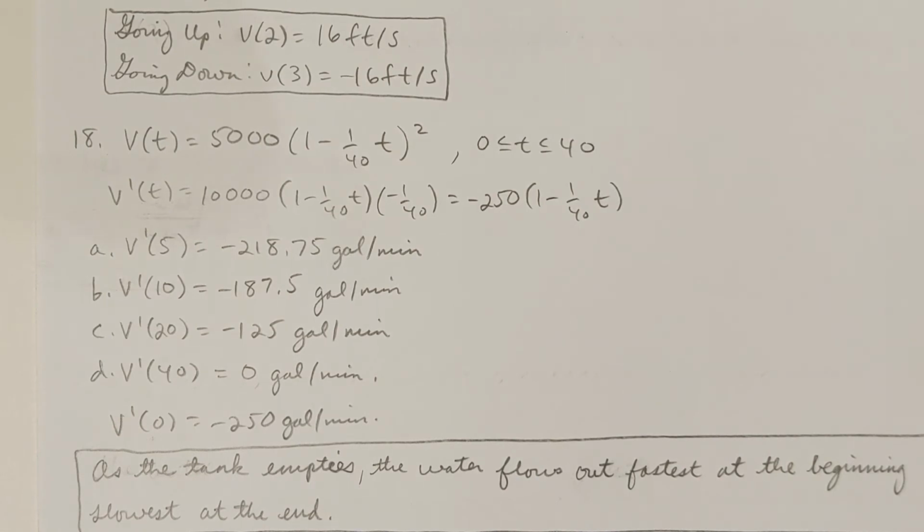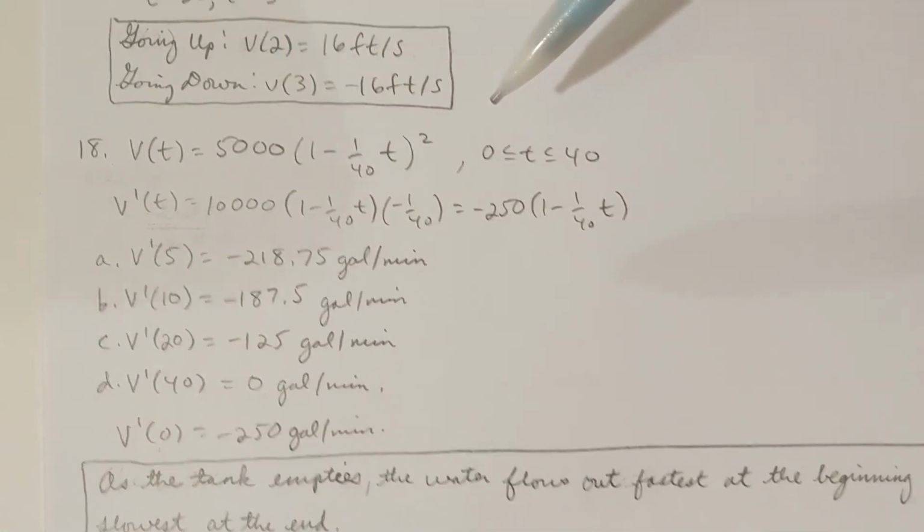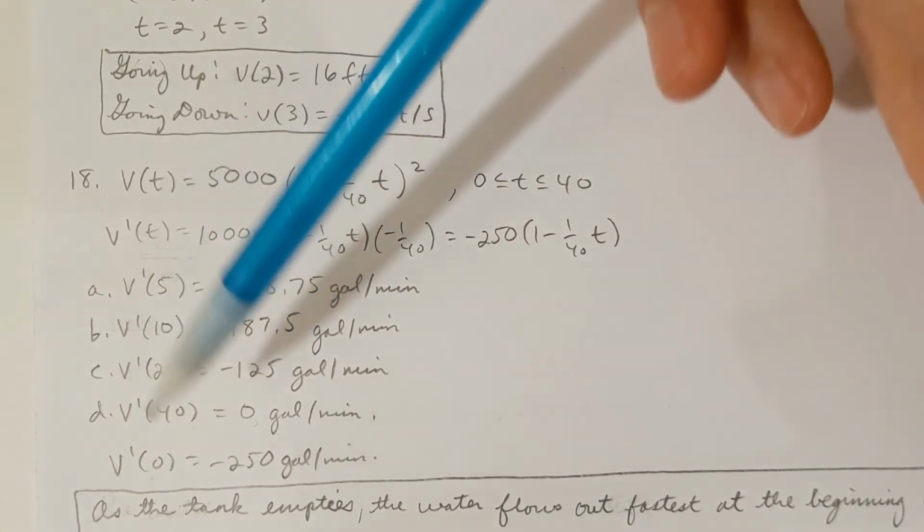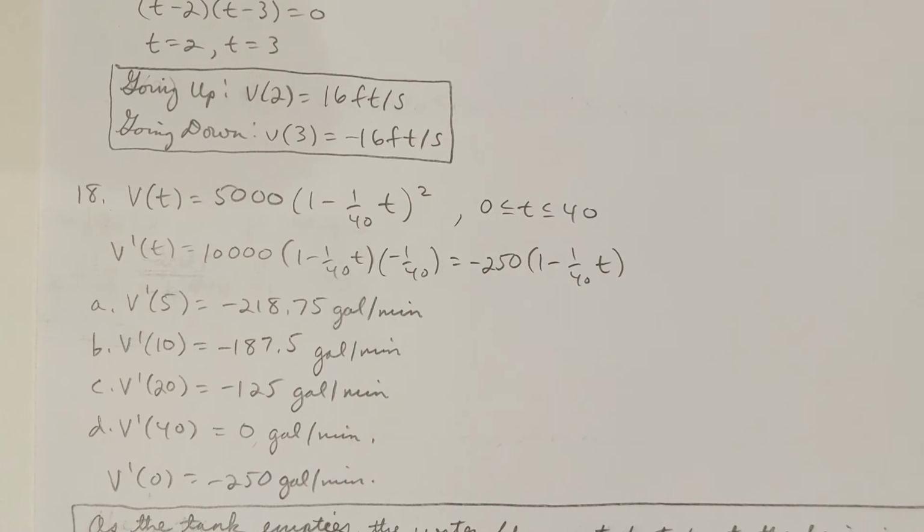Now, as time goes on, there's going to be less water in the tank. Okay, at time 0, you've got 5,000 gallons of water in the tank. Now, the volume is changing over time. Okay, in this 40-minute time span, there's going to be less water in the tank. Because the volume is changing over time, that means that I want to be working with a derivative. Okay, I'm working with a rate of change. So let's calculate V prime of t.